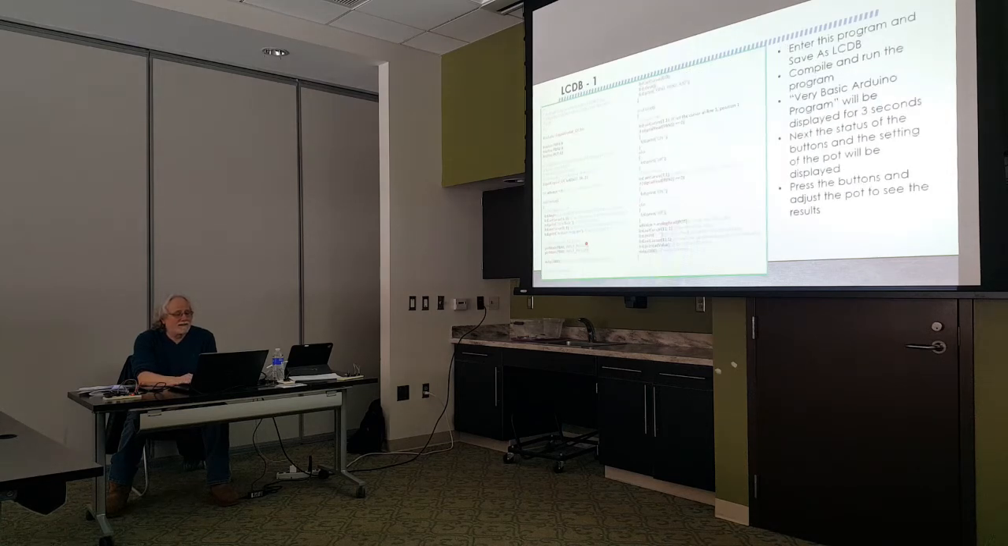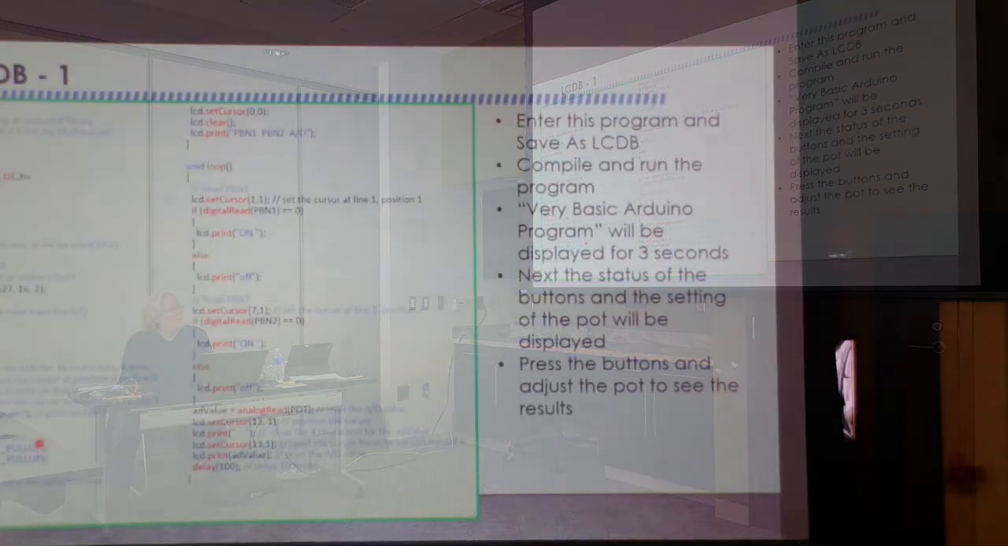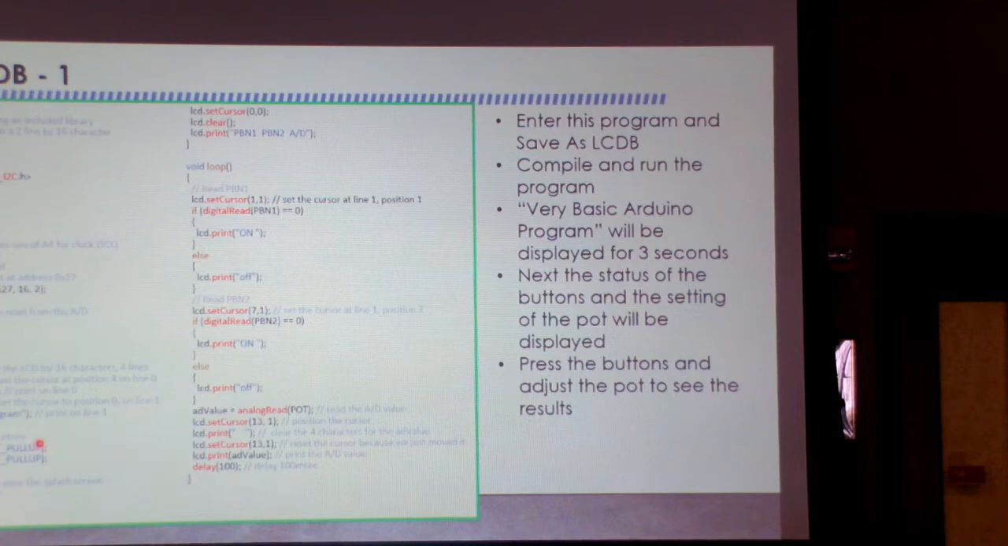Okay. So then we complicated things. I just tried to show you using more than one thing in a program. So I'm reading the pot, I'm reading the push buttons. You can see here all the initialization. Here's void setup. All the initialization is done up here. That gets executed once and it's done. Never gets executed again.